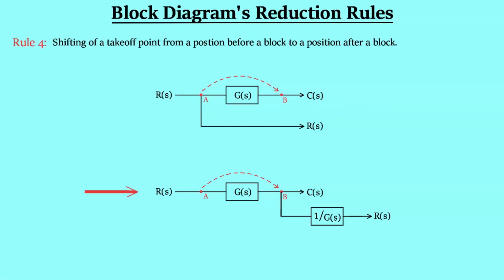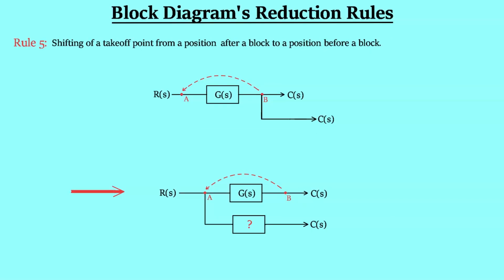So if we have to shift a takeoff point from a position before a block to a position after a block, then we have to introduce another block with the gain 1 upon G for maintaining the same flow of signals. Rule 5 is shifting of a takeoff point from a position after a block to a position before a block. Hoping you have clearly understood the previous rule, now try to find the gain of the block in which there is a question mark. Remember that you have to maintain the same flow of signals within the network. If the output from the takeoff point B was CS, then the signal should remain the same even if we change the takeoff point. Try to find the gain within 15 seconds.